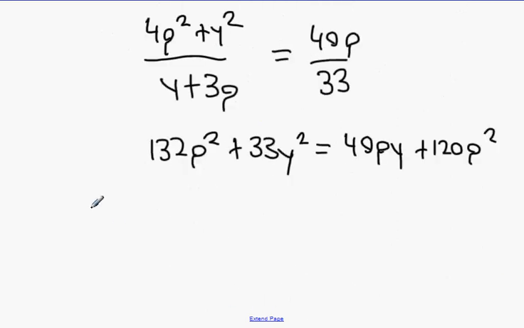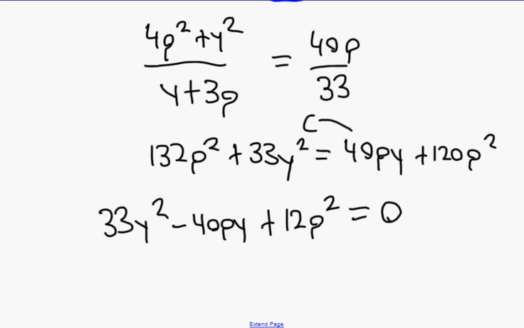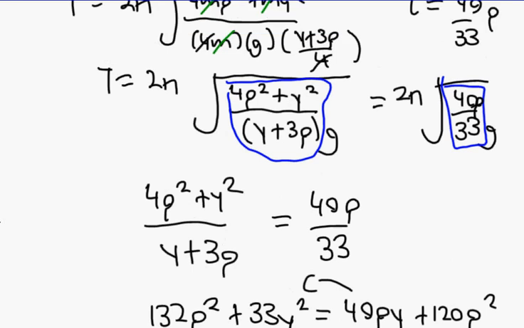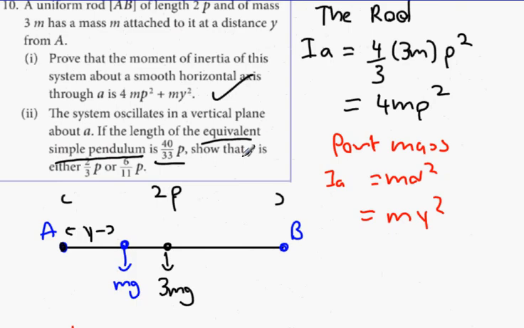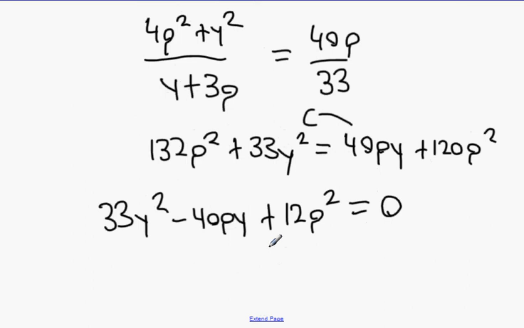Now bring it over one side, and what we're going to get is 33y squared minus 40py plus 12p squared equals 0. Now, why did I choose y as the variable? That's what you might be asking me. It sort of works both ways, so to speak. Show that y is 2 over 3 or 6 over 11. That means y is the variable of the equation. So that's why I chose it that way.